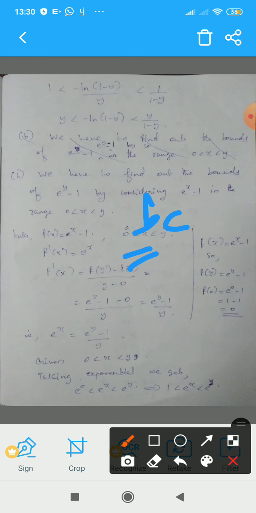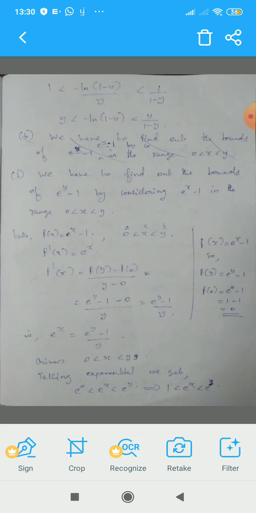Okay. Then what is f dash of b? F dash of b equal to f of c minus f of a by c minus a. Here c is y and a is 0 and b is x. So f dash of x is equal to f of y minus f of 0 by y minus 0. Right? Here we have f of x is equal to e raised to x minus 1.